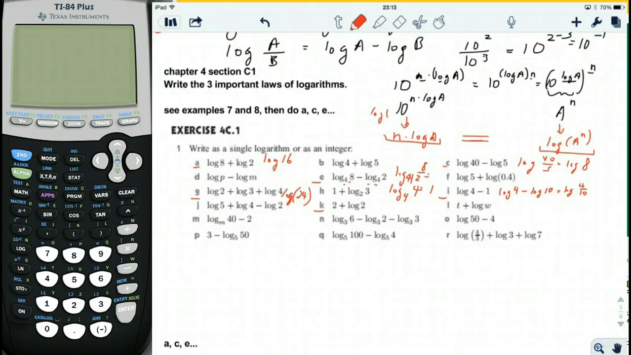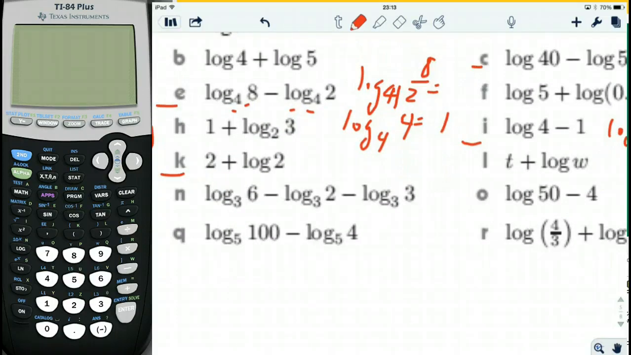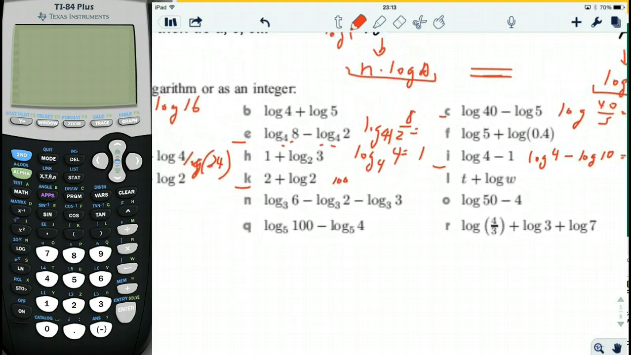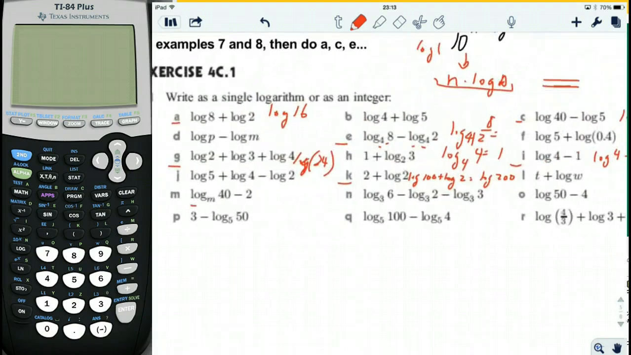Okay, 2 plus the log of 2. So that would be log of 100 plus the log of 2, which would be equal to the log of 200. Log base m of 40 minus 2. So that would be log base m of 40 minus log base m of m squared. So that would be log of 40 divided by m squared.